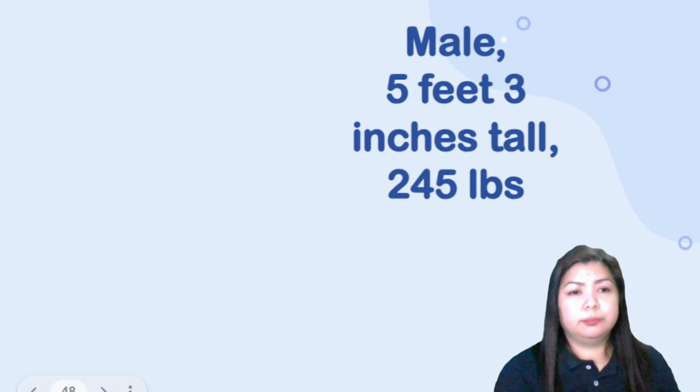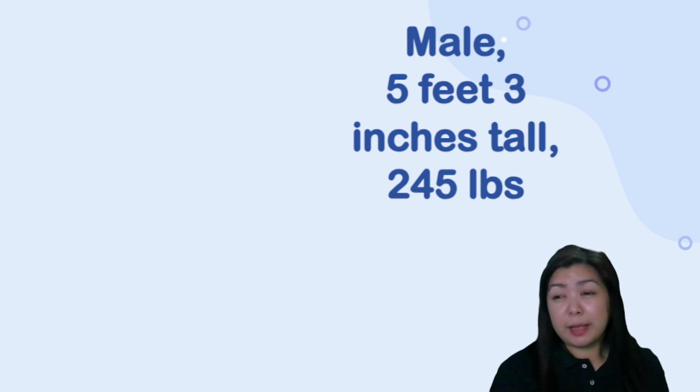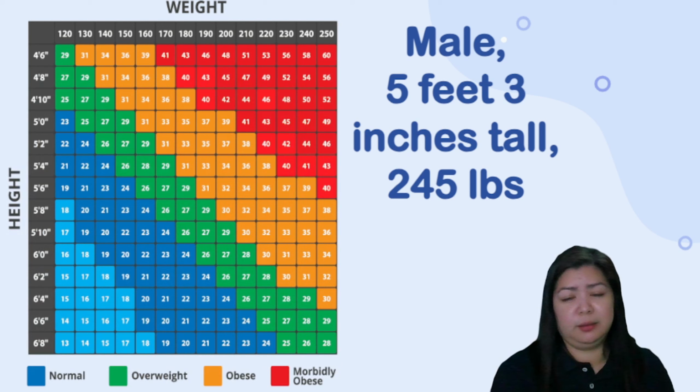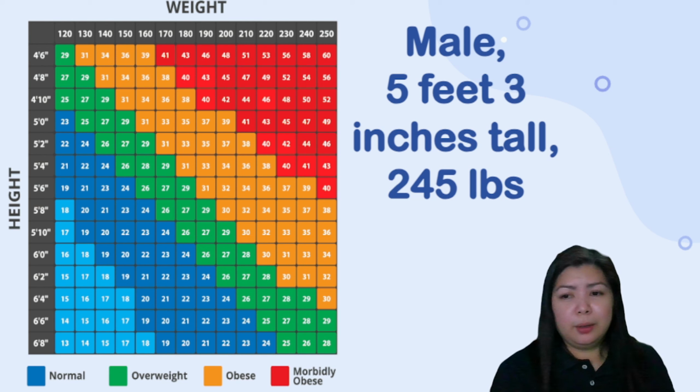Another example. We have here a male who stands 5 feet 3 inches tall, weighing 245 pounds. These are your cues. Let us take a look at what is normal or expected for a male who is 5 feet 3 inches tall. What should be your ideal weight? Let's take a look at the BMI chart, which tells you what is the normal weight for a particular height.